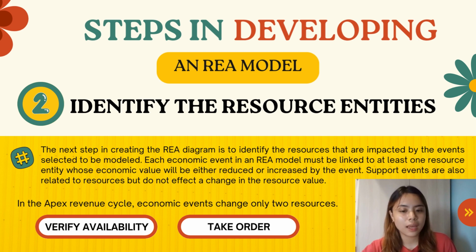The subsequent step in developing an REA model after identifying event entities is to identify the resource affected by these events. This phase establishes the connection between events and resources, highlighting the economic impact on resources due to events. Now, let's talk about the economic and support events relationship with resources. Economic events within an REA model are linked to resource entities whose economic value is either increased or decreased by the event. Support events, although related to resources, do not directly alter the value of resources.